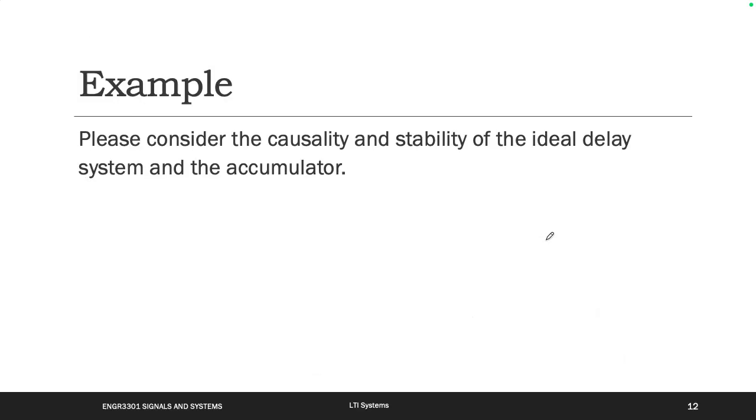Okay, let's try to take some examples. Please consider the causality and stability of the ideal delay system and the accumulator. Sorry, I think I gave you one. That's fine. Let's check this one. How about this one? Let's check causal or not causal. Here n0 must be positive. Causal or not causal?